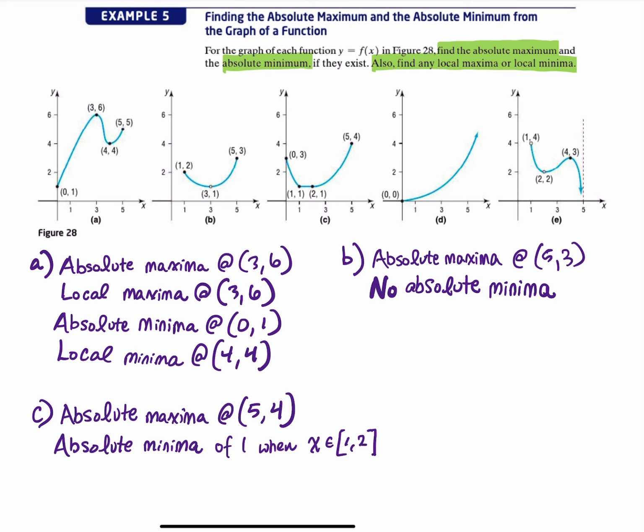And then we can call all of these points local minima as well, because if we take some point, we can produce an open interval around it where it will be the lowest point there. So I'll just say also local minima on that same interval.